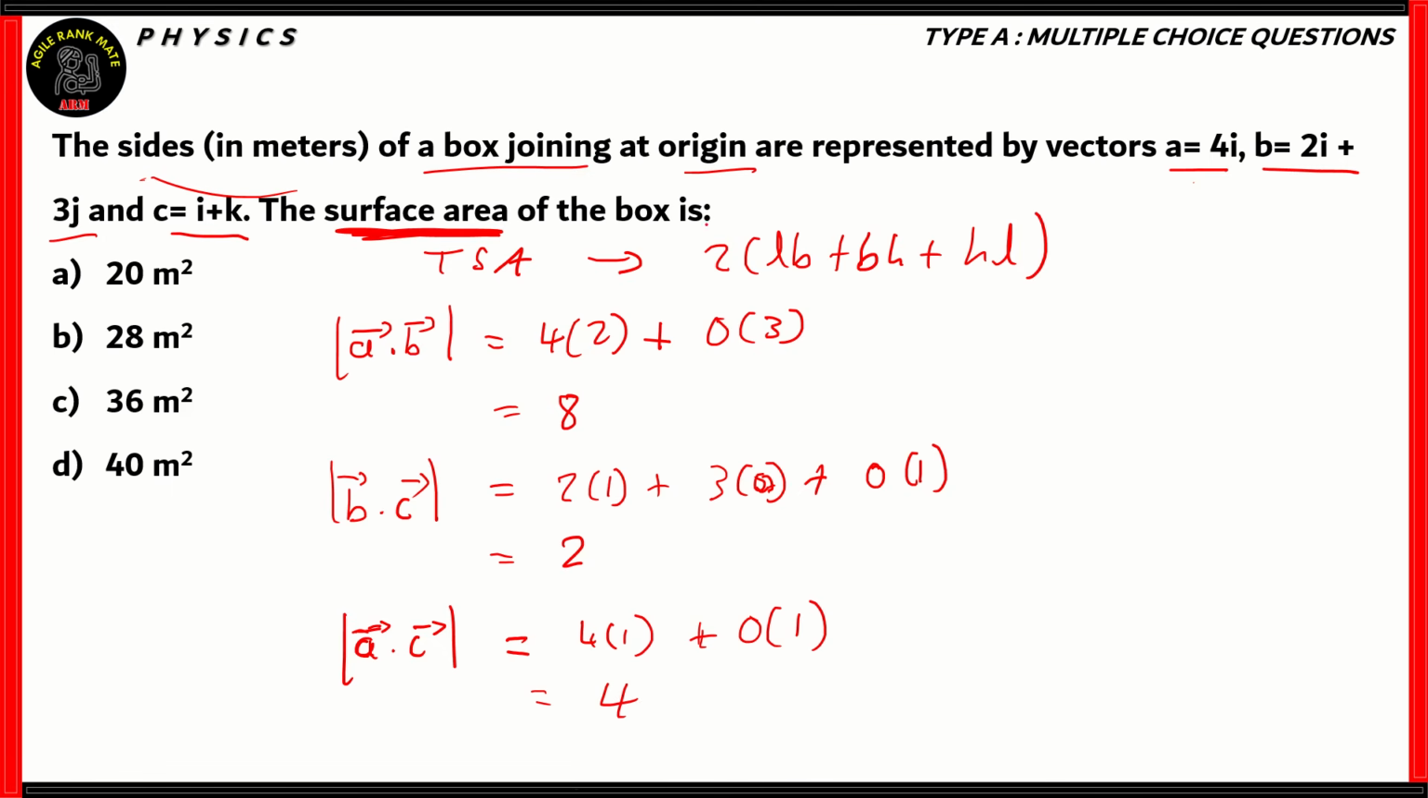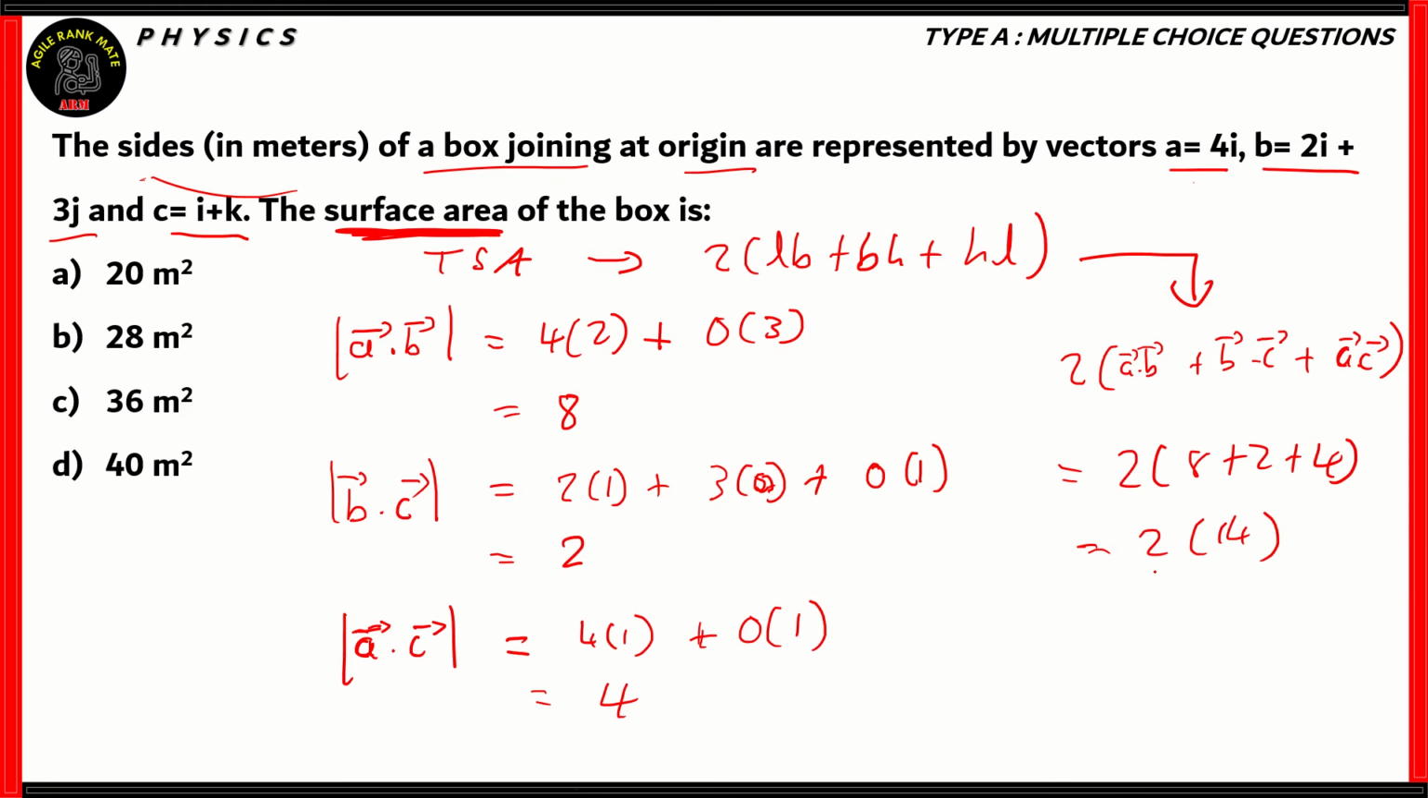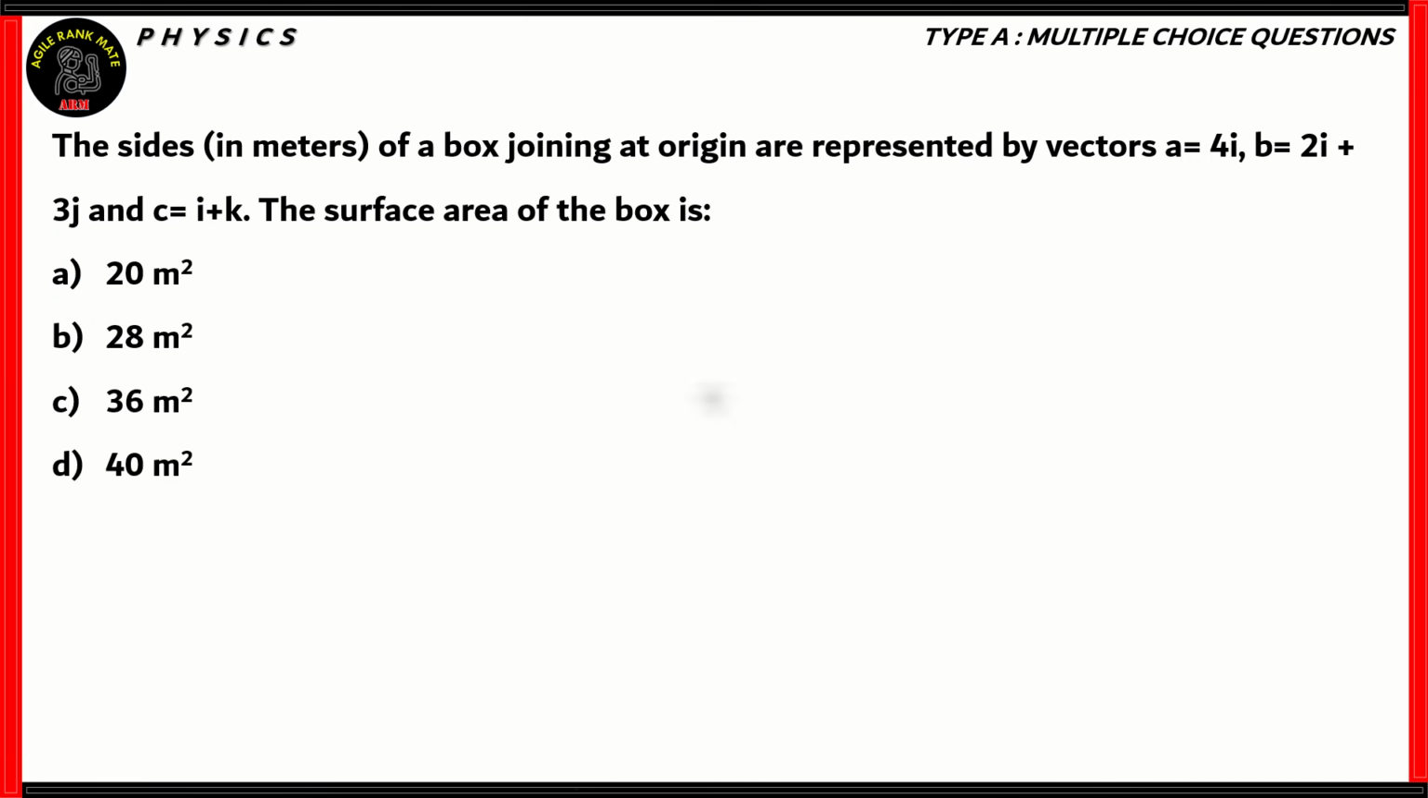So therefore what we have is 4. We know that the total surface area is 2 times LB plus BH plus HL. We can write that down as 2 times AB plus BC plus AC. The dot product is a scalar, so it's 2 times 8 plus 2 plus 4, which will be 2 times 14, which is equal to 28. So therefore 28 meters squared, option B is the right option. The other options are incorrect because according to our dot product, the final answer turns out to be 28 meters squared. Now let's look at another question.